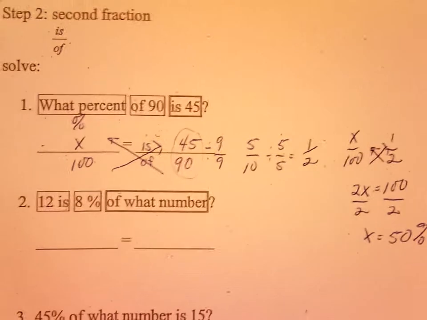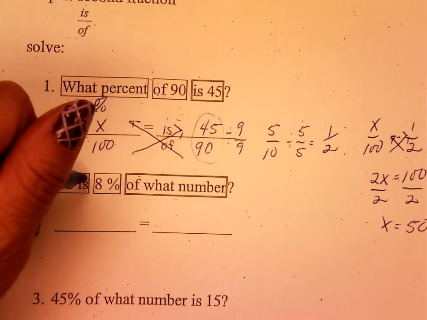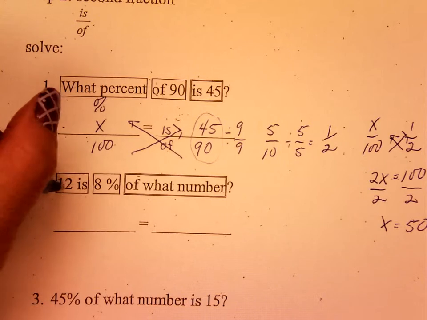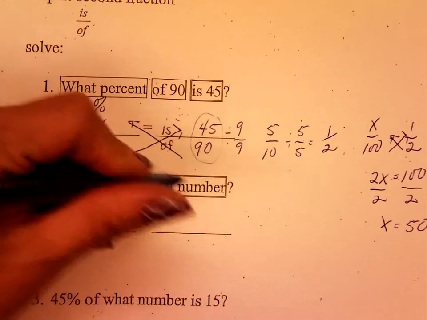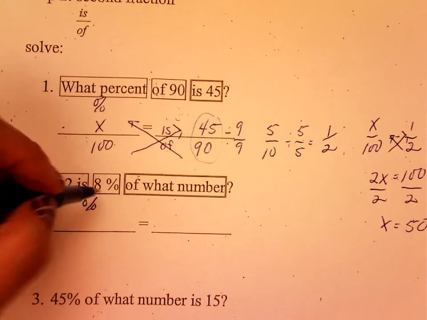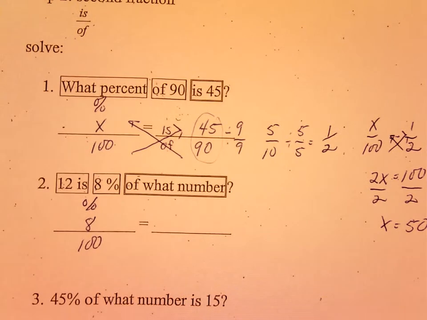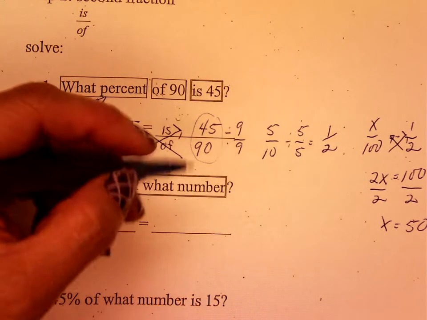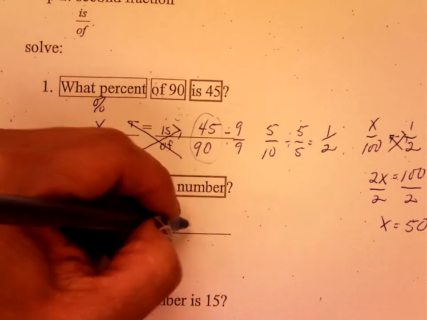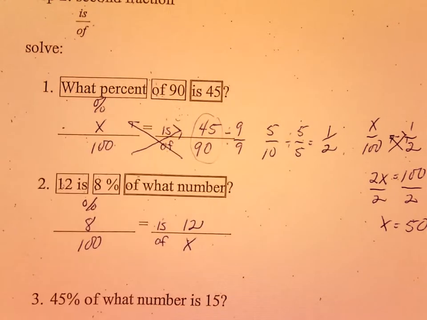Looking at problem number 2. 12 is, here's the word is, and the number that is after it, or before, is the word for is, 8% of what number? Remember, the first fraction bar is your percent. So here is your percent. 8%, writing it as a fraction, is 8 over 100. Then you have 12. Remember, this is is over of. 12 is, so write 12 as your numerator. Of what number, we don't know, so that will be x.